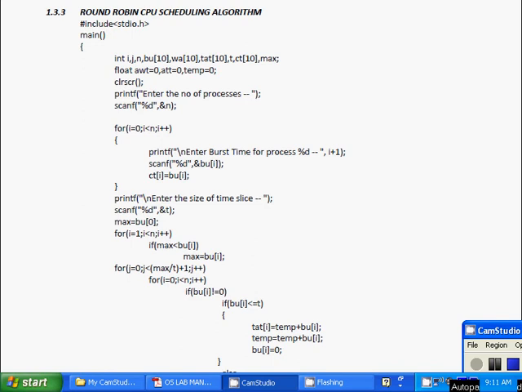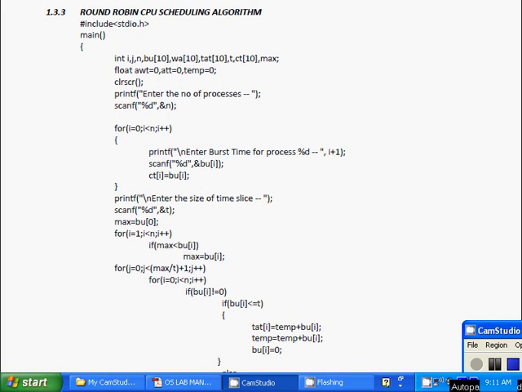Then one of two things will happen. The process may have a CPU burst of less than 1 time quantum. In this case, the process itself will release the CPU voluntarily. The scheduler will then proceed to the next process in the ready queue.